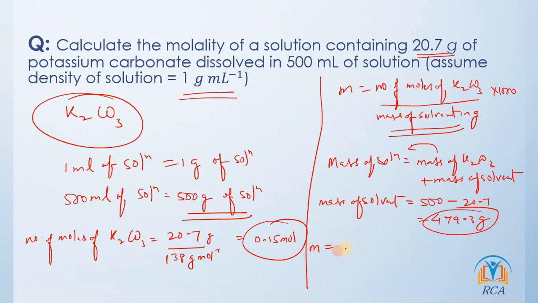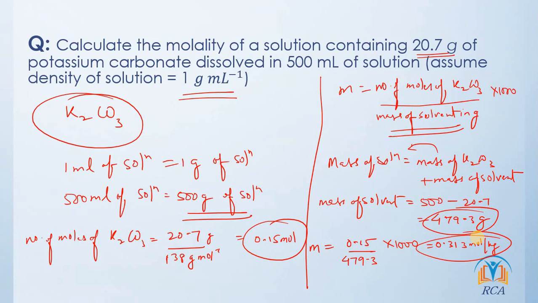What's going to be the molality? Molality will be the number of moles divided by the mass of solvent in grams, multiplied by 1000. This is how we'll calculate it. What will this come up to? This will come up to 0.313 moles per kg. We can write the answer as 0.313 moles per kg, and this will give you the molality of this potassium carbonate.